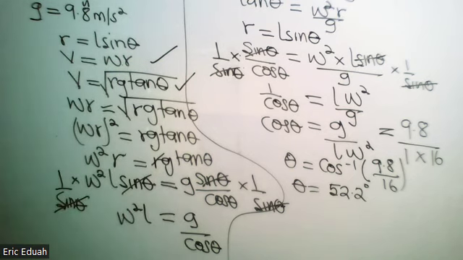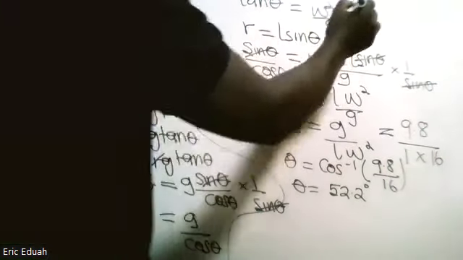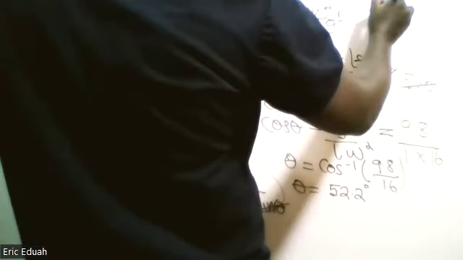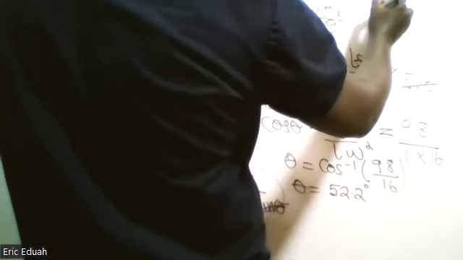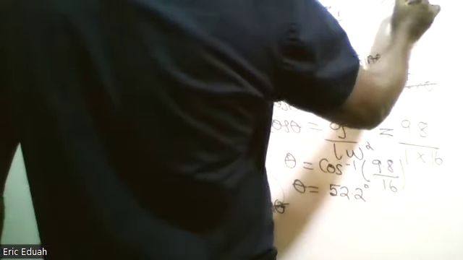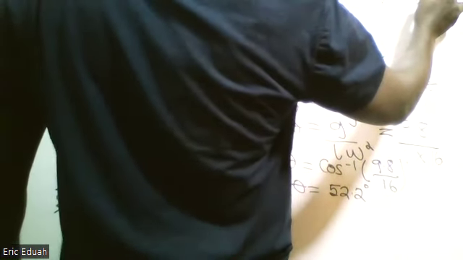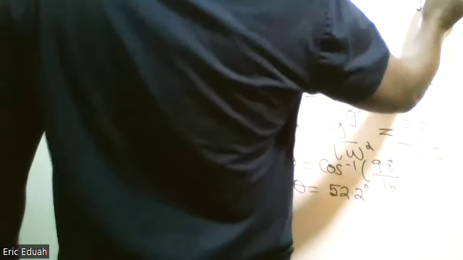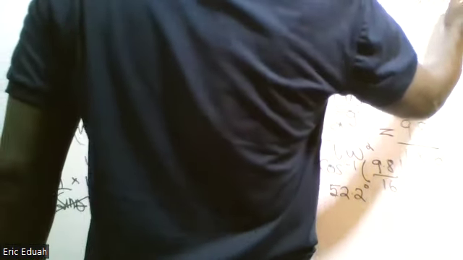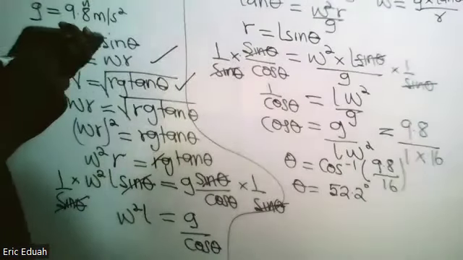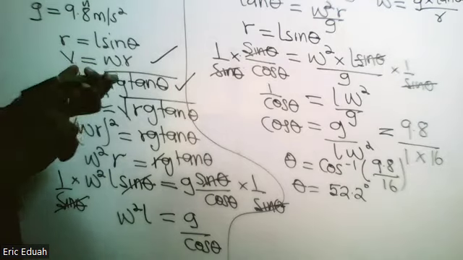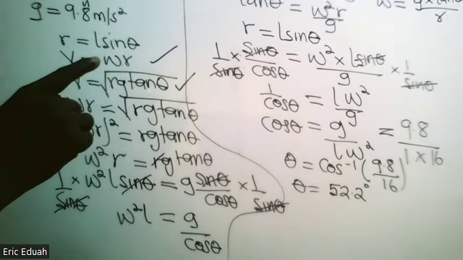Please, I used omega squared is equal to G tan theta over R, and I got theta to be 58. Let me write. You said you used omega squared equal to G tan theta over R? Yes. You got theta to be 58. Yes, please.